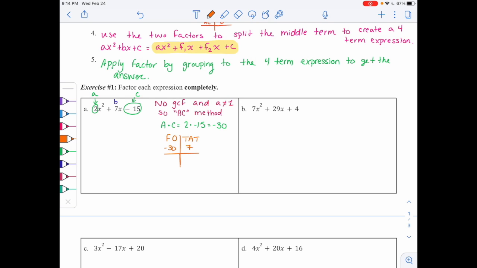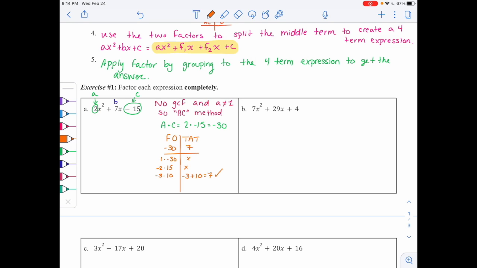So let's work this out. Two numbers that multiply to 30, or sorry, negative 30: 1 and negative 30, that's not going to work. 2 and 15, that doesn't work. How about 3 and 10? So negative 3 and positive 10. If I add those, negative 3 plus 10, they do add to 7. So those are our winners.